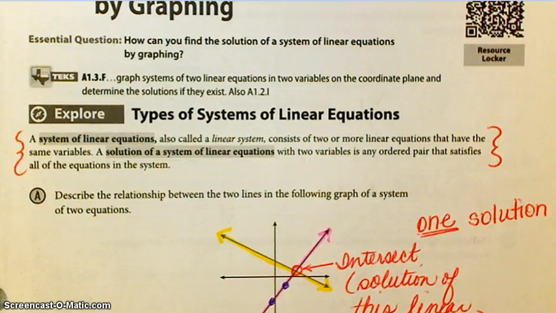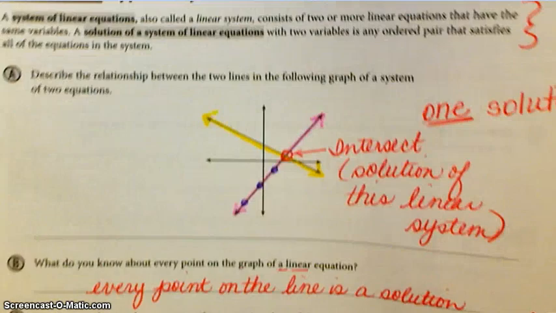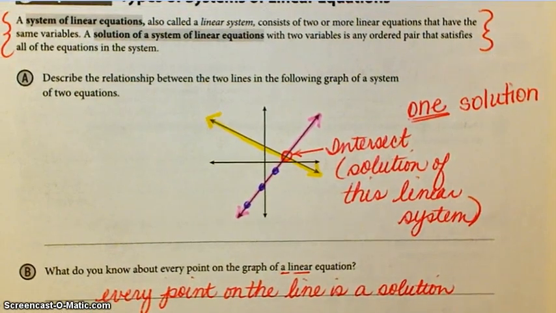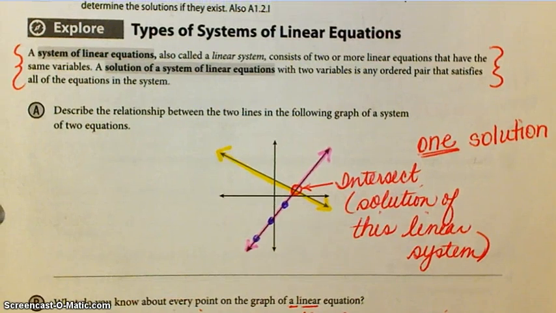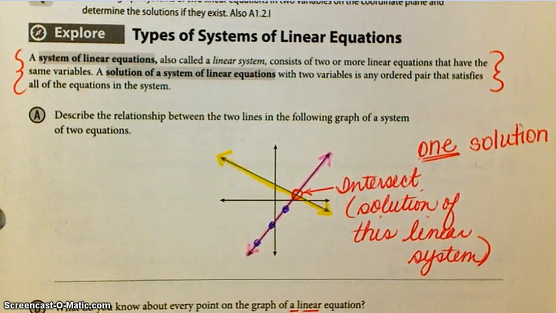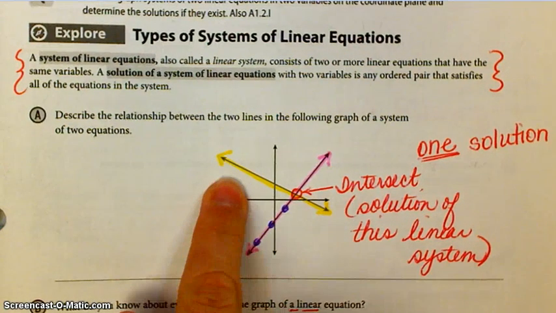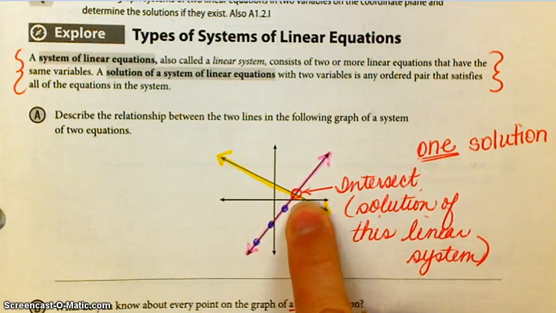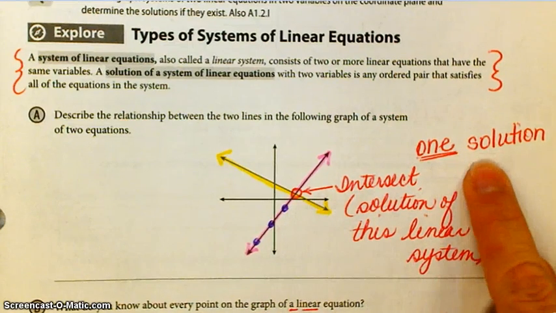Okay, so let's get right to it. Let's look at A, and it says describe the relationship between the two lines in the following graph of a system of two equations. We have this one that I highlighted with yellow, this one that I highlighted with pink. The solution is where they intersect, okay? That's the solution of this linear system. They only intersect in one place, so there is only one solution to this linear system.